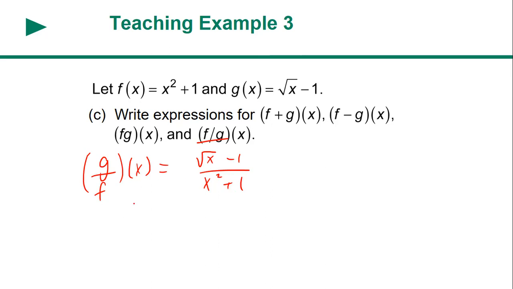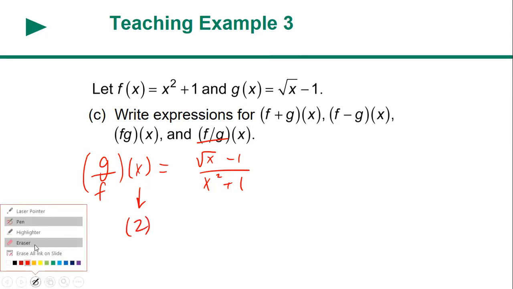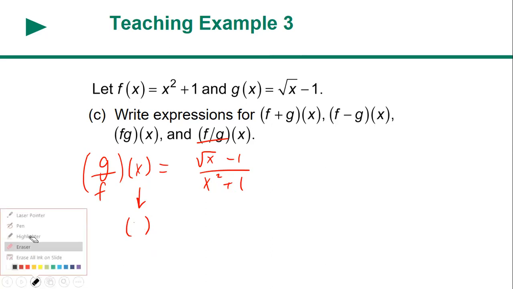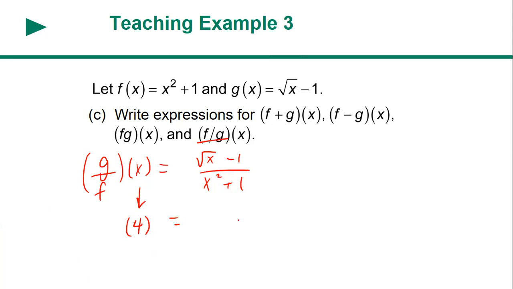Okay, and then when you're evaluating, let's say that I'm going to let this be 2. I shouldn't have chosen 2. Choose a prettier number to work with. 4. So now we're finding g divided by f of 4. Everywhere that there's an x, it's going to become a 4. So this is going to give me 2 minus 1 over 16 plus 1, which gives me 2 over 17.